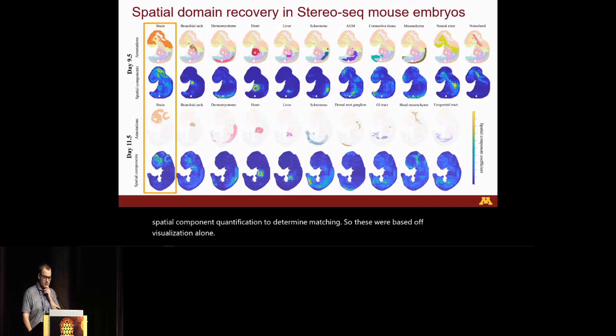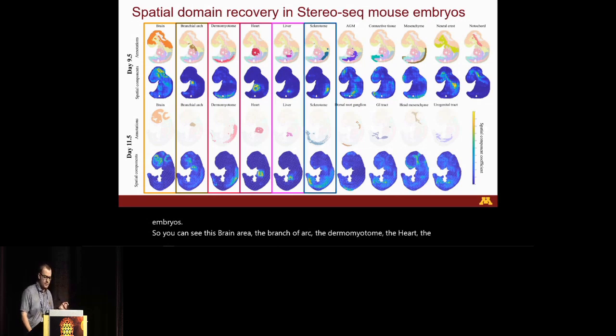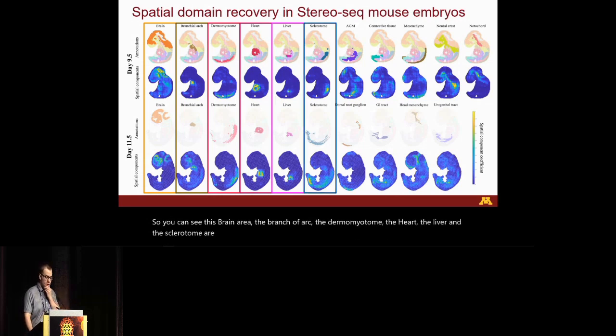And so you can see, I just want to highlight the regions that are present across both of the embryos. You can see this brain area, the branchial arch, the dermomyotome, the heart, the liver, and the sclerotome are both accurately being captured by some of the spatial components from Graph-Tucker.